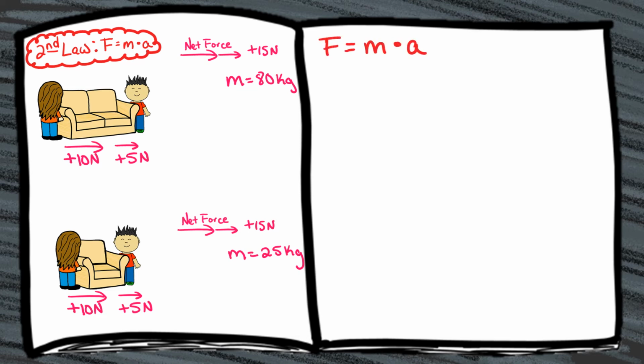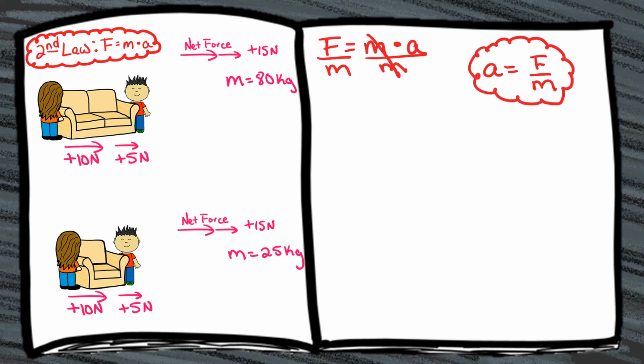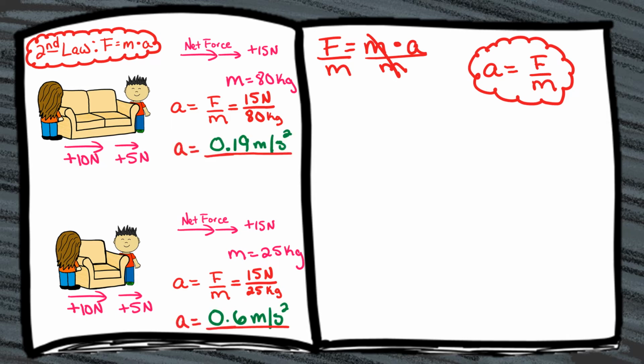mass to the other side of the equation to leave acceleration by itself, resulting in, that's right, Alex. This results in acceleration equals force divided by mass. So now all we need to do is plug in our known values and solve for A in both scenarios, which results in, right again, Alex.